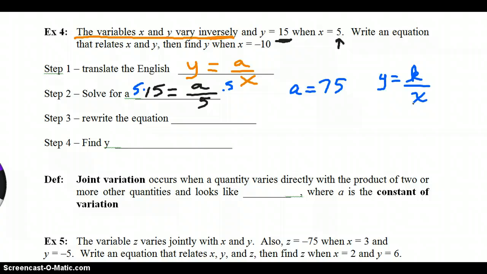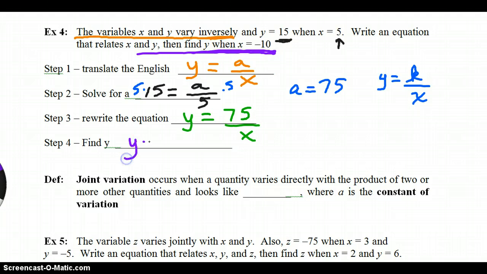Step 3, we will rewrite the equation. So I want you to say y equals a, which is 75, all over x. And then I can answer any question that we're asked. What do we ask here? Find y when x equals negative 10. So how can I find y when x equals negative 10? We plug it in, and we simply solve. So what does y equal? y would equal negative 7.5.